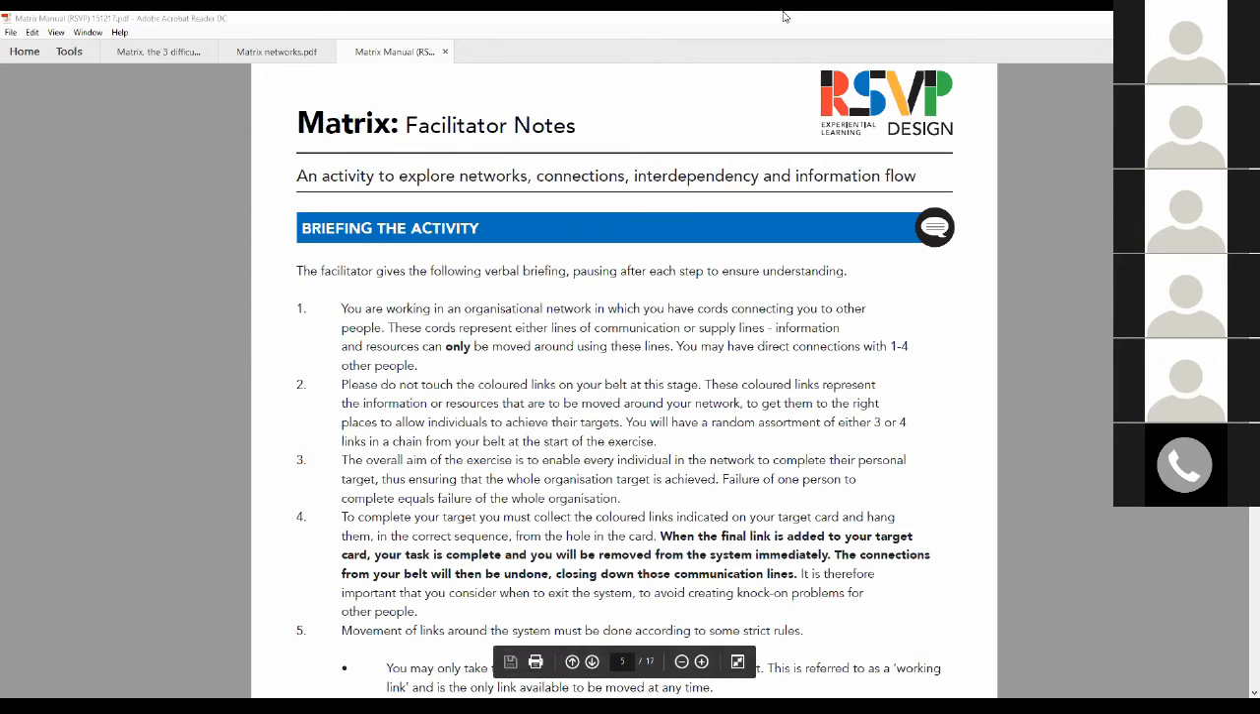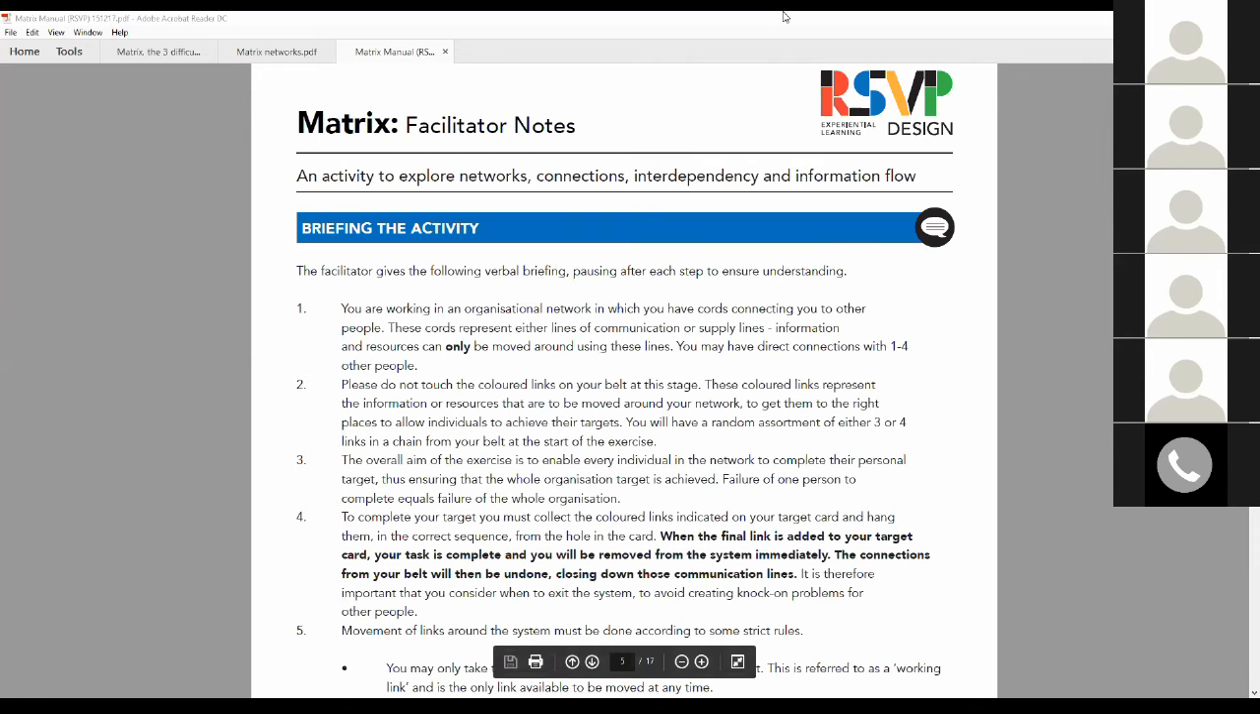You're working in an organizational network in which you have codes connecting you to other people. These codes represent either lines of communication or supply lines. Information and resources can only be moved along these lines. You may have direct connections between 1 and 4 other people in the network.